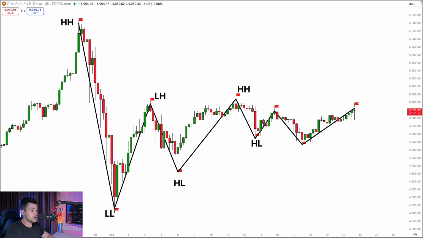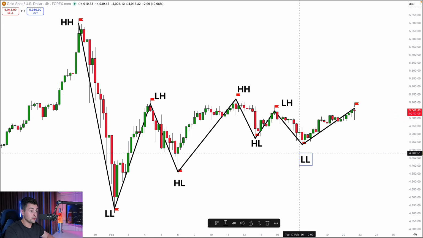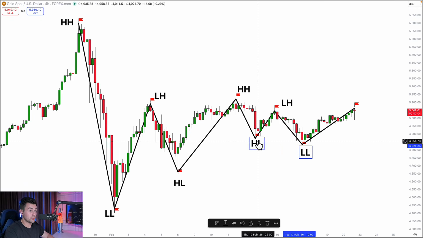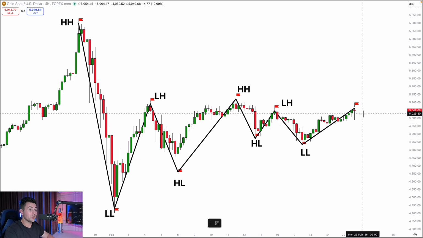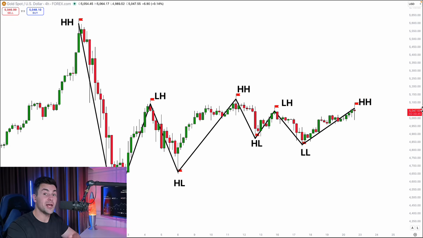And following this logic, we have a lower high here. We have a lower low here because it is lower than our previous low, and our last high right here is a higher high. That's how a complete structure mapping on a 4-hour time frame looks.